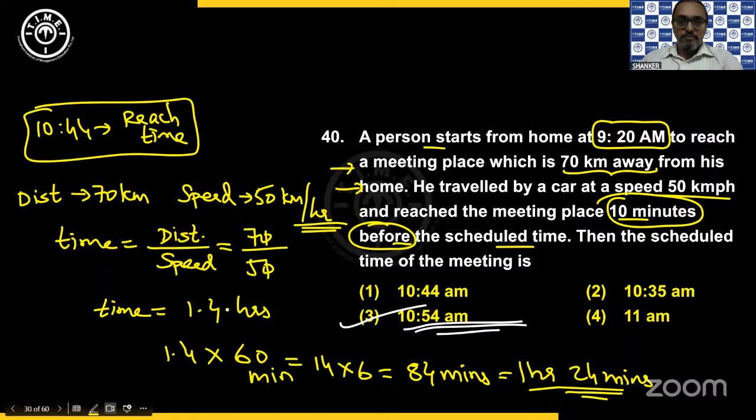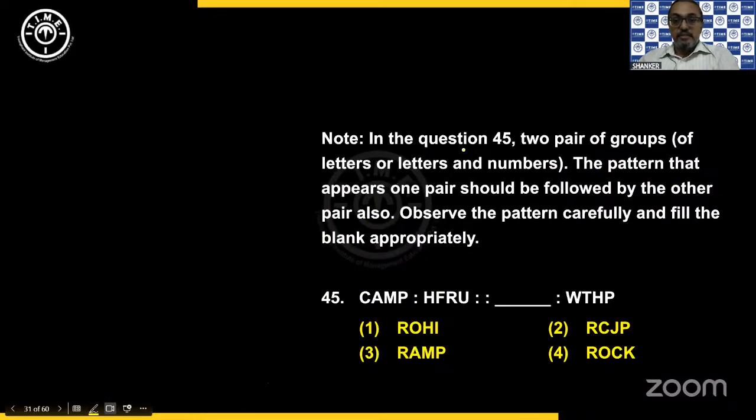Understanding the point? Okay. So that's how this works. Next, in question 45, two pairs of groups of letters or letters and numbers are given. The pattern that appears in one pair should be followed by the other pair also. Observe the pattern carefully and fill in the blank, it says. So let's see that.